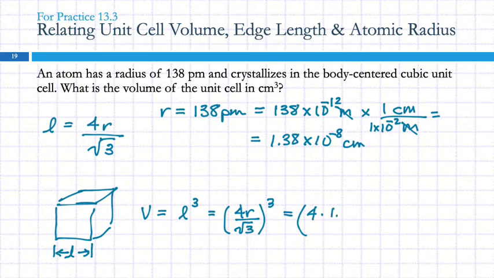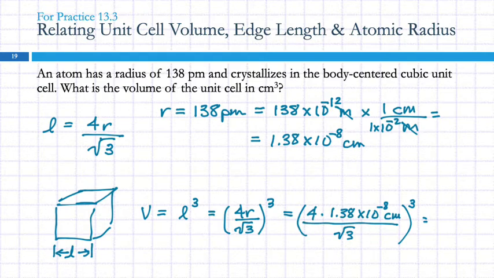4 times 1.38 times 10 to the minus 8th centimeters divided by the square root of 3 and cube the whole thing. So exactly how you do this on your calculator will depend on what calculator you have. So on the 36X Pro, I have an X to the box button, which will raise whatever I have in the display to whatever power I tell it. So I'm going to calculate the value inside.